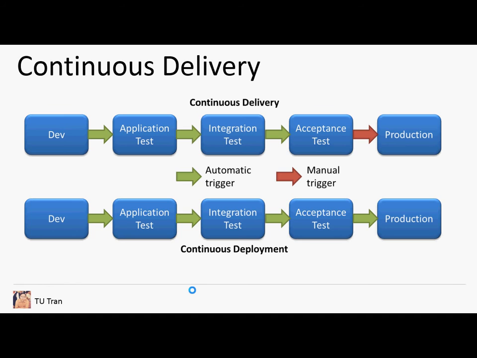And continuous deployment looks like continuous delivery, but after creating the deployment package, the build server continues to deploy to the destination environment such as UAT or production automatically. Please take the notes on that. Deploy to production automatically. Yes.